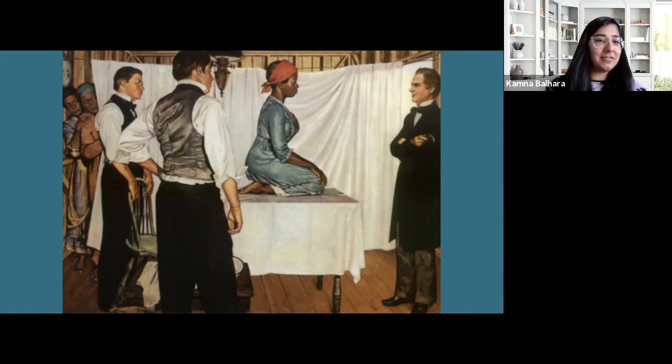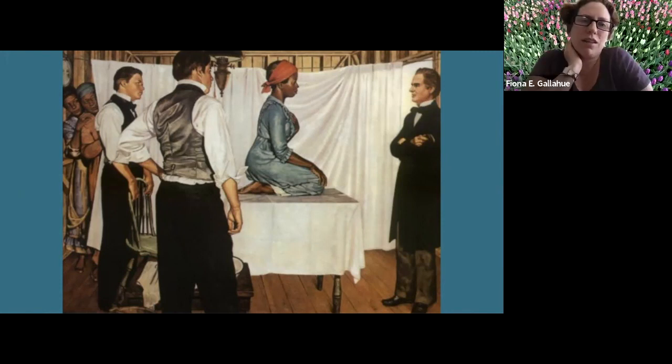I think Fiona has her hand up. Yeah, it really looks like a still life, except instead of an object, there's a person there. And I think there's something in the positioning of the arms sort of crossed, and there's a sense of objectification here that makes me a bit uncomfortable.